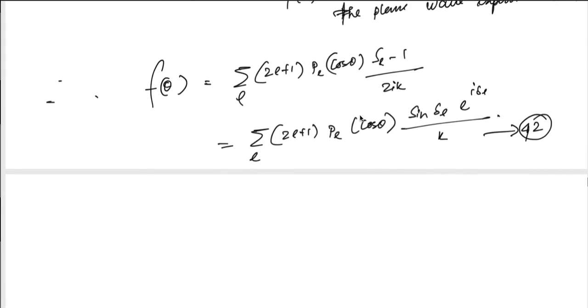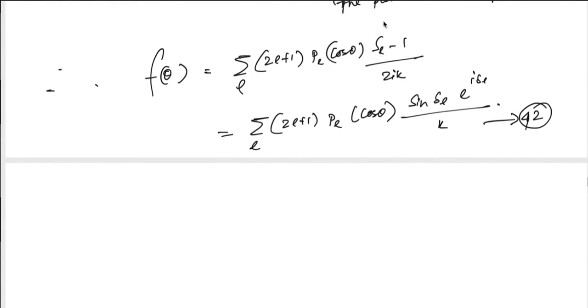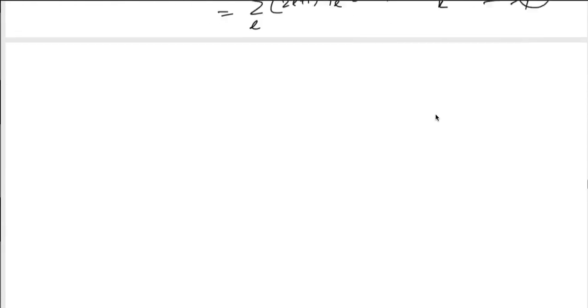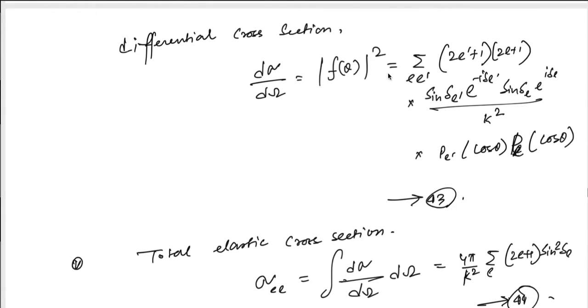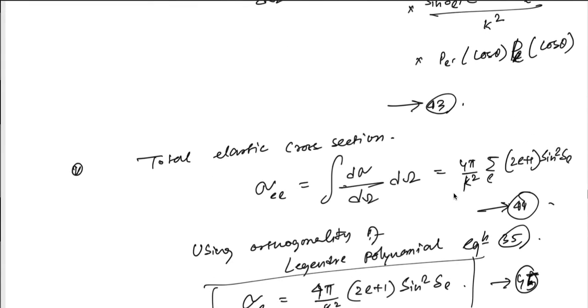So now I do just one more step of algebra, because this S_L is nothing but e to the power i delta_L, so I can rewrite it for convenience in this form: (2L plus 1) P_L(cos theta) sin delta_L e to the power i delta_L by k, just expressing the e to the power i delta_L into sin form. Now from here we can further calculate the differential cross section, which is just the square of that. We can also work out the total cross section, which is integrating it over the solid angle, and that is nothing but 4 pi by k squared, sum over L of (2L plus 1) sin squared delta_L.